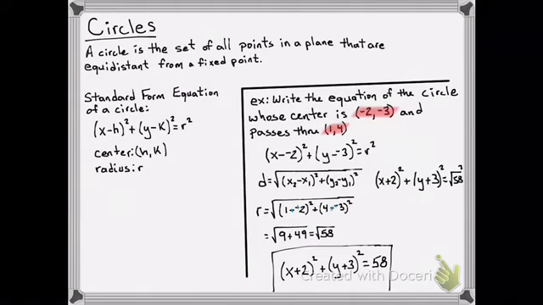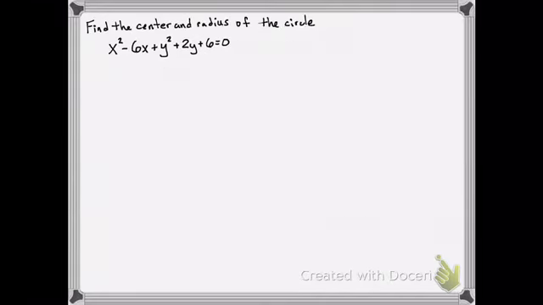We're going to take a look at one more example on the next slide. All right, so welcome to the next slide. Find the center and radius of the circle. Given this equation, x squared minus 6x plus y squared plus 2y plus 6. Now, in a future video, after we go through all of the conic sections, you'll see how we can tell for sure that this is indeed a circle. But just trust me that it is a circle.